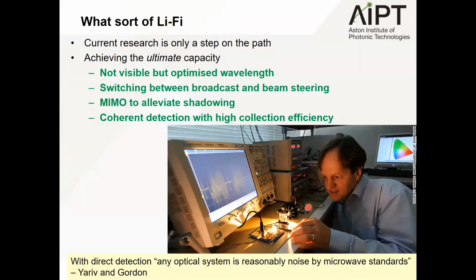And I'm running a little bit late. I apologize for that. Of course, we have Li-Fi at the moment. That's a step towards doing it. That shows that it's feasible. It highlights what some of the problems are.